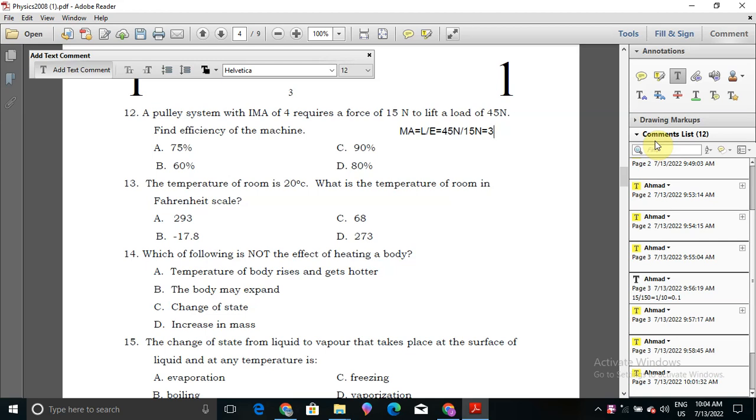Okay, now we want to find the efficiency of the machine. And we have the ideal mechanical advantage, which is 4, and ideal mechanical advantage is equal to what? Velocity ratio, right? Because the formula for efficiency is equal to mechanical advantage over velocity ratio.